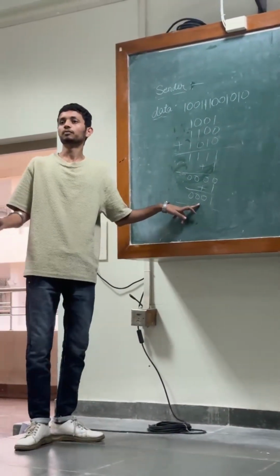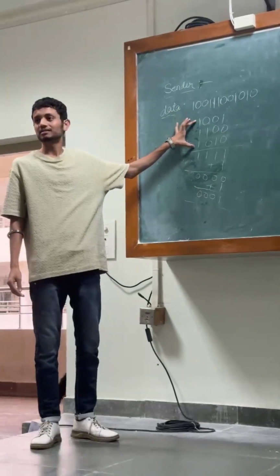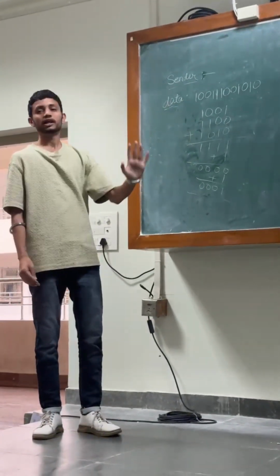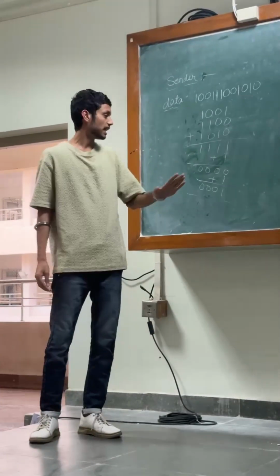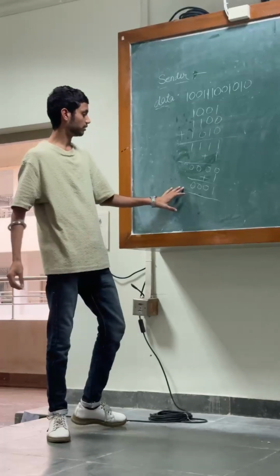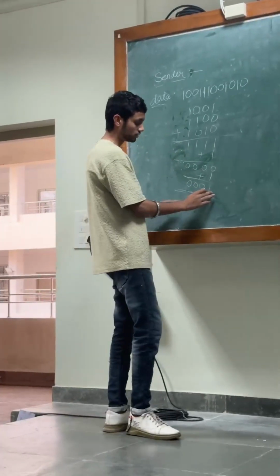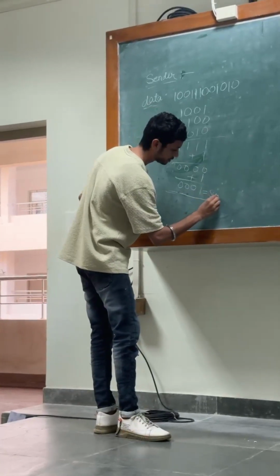This is the sum. Now we have calculated the sum. That means all the subparts are added. If any carry is generated, then that carry is added to the LSB. By this procedure, the sender adds all the subparts and calculates the sum. This is the sum.